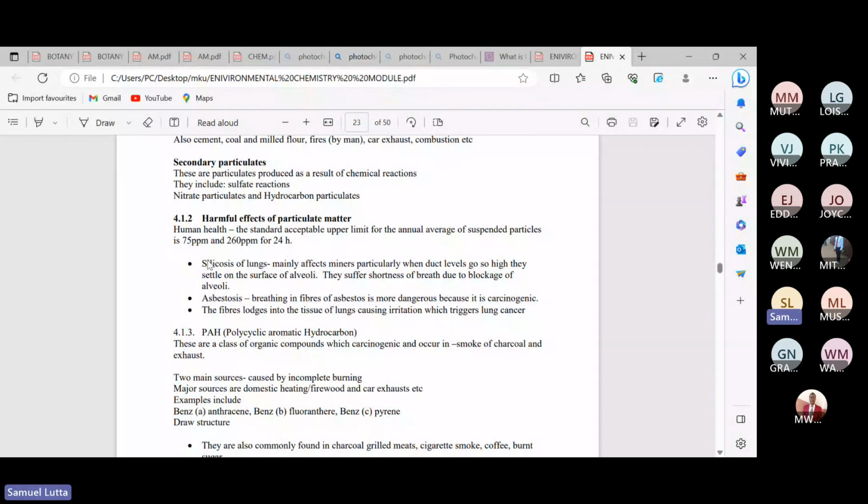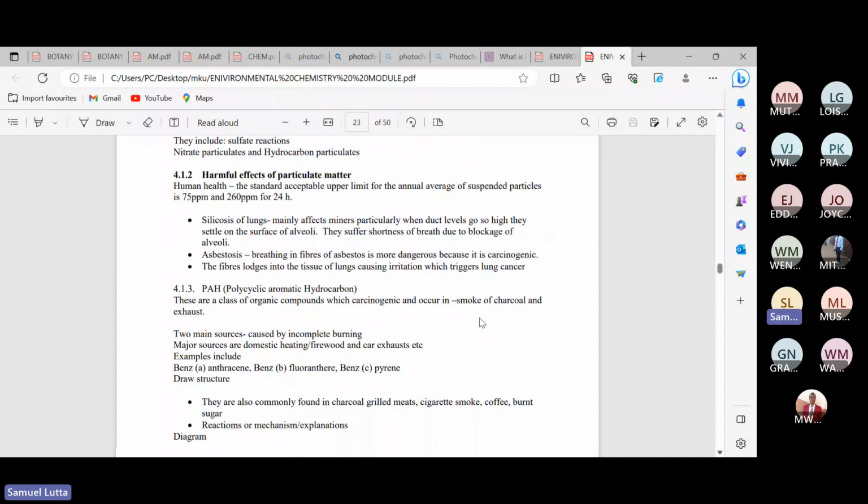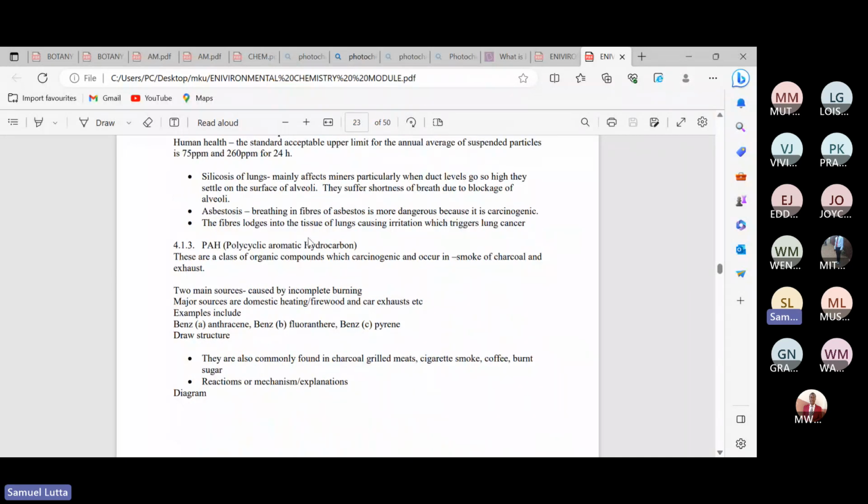These are aromatic compounds. These are organic compounds, and some of them have also been known to occur in nature, like the aldehydes that we are talking about. Now, when you have these organic compounds, some of them are carcinogenic, and when they are inhaled, they are likely to cause cancer. So they can also be part of the particulate nature.